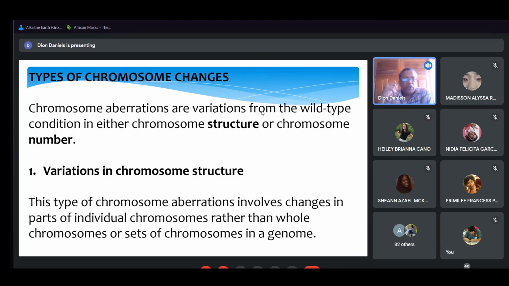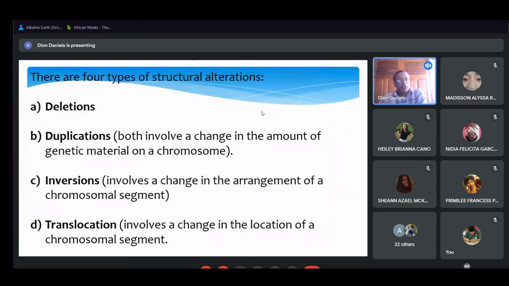This type of chromosome aberration involves changes in parts of individual chromosomes rather than the whole chromosome or sets of chromosomes in a genome. Like I mentioned, there are these four types: deletions, duplications, inversions, and translocation. Deletions and duplications both involve a change in the amount of genetic material on a chromosome.